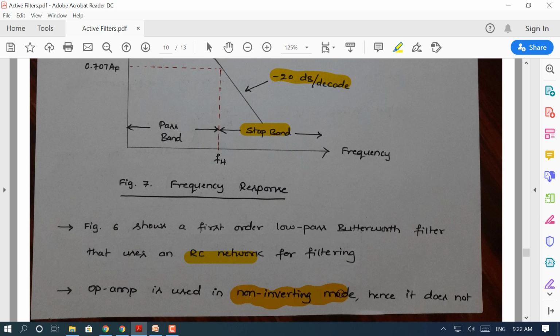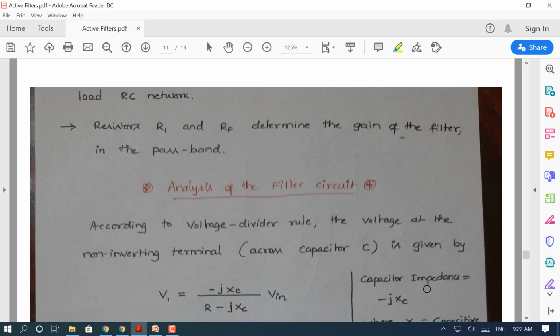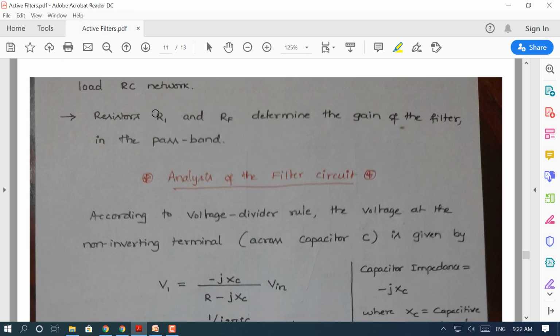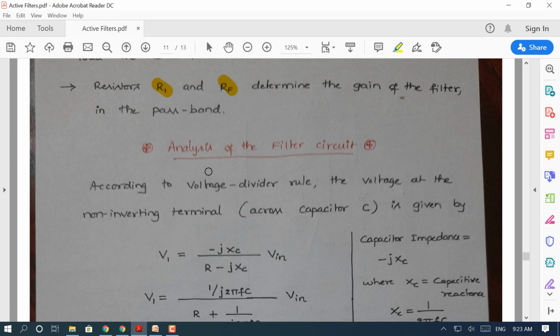These are the observations one should make here. Hence, it does not overload the RC network here. Resistors like R1 and RF, which we are using in the feedback, determine the gain of the filter in the pass band.